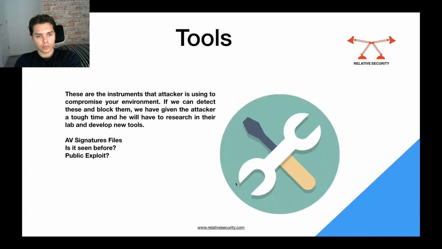The second last in it is the tools. So these are the instruments that an attacker is using to compromise your environment. If we can detect these and block them, we have given the attacker a tough time. Now they will have to go back to their lab and research around it, or they will have to use another tool, which we do not know. The more you're involved in detecting the attacks, the more you will get to know about different tools that are being used for different purposes. And these can be detected by AV signature files. For example, have you seen this kind of tool before? Or is there any public exploit that is using such tools?